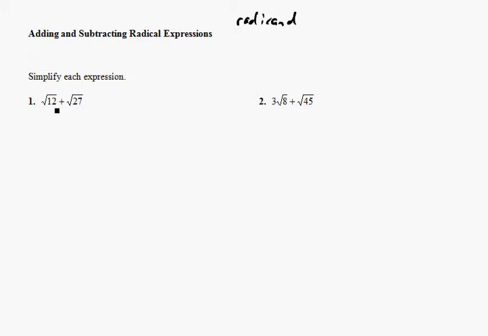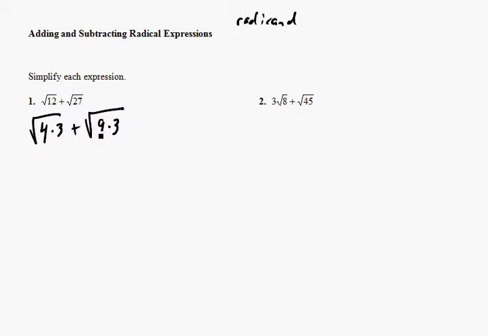We call the 12 the radicand. So we're trying to find a perfect square factor. In other words, a number that's a perfect square that is a factor of 12. So 4 would be an example of a perfect square factor of 12. 12 can be factored into 4 times 3. And the largest perfect square factor of 27 would be 9. And 9 times 3 is 27.